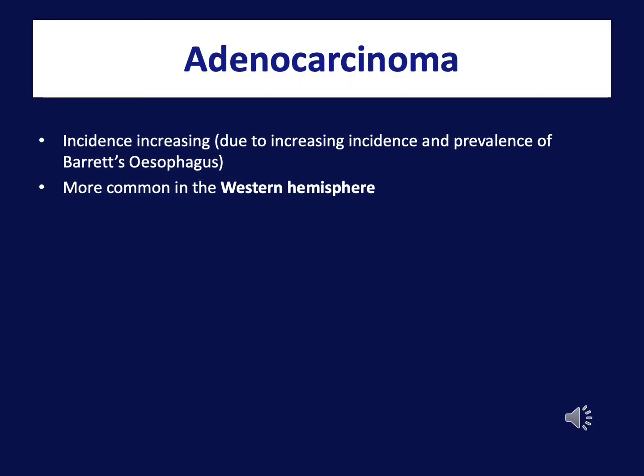So we're going to start by talking about Barrett's esophagus and adenocarcinoma. So the incidence of this is increasing, especially in the Western Hemisphere, and this is mainly due to the Western diet. The prevalence of adenocarcinoma is greater in the Western than the Eastern hemispheres.